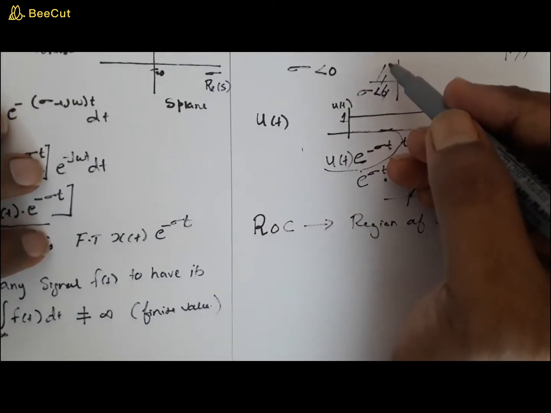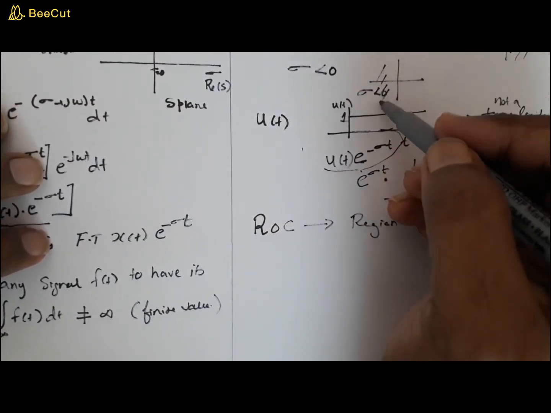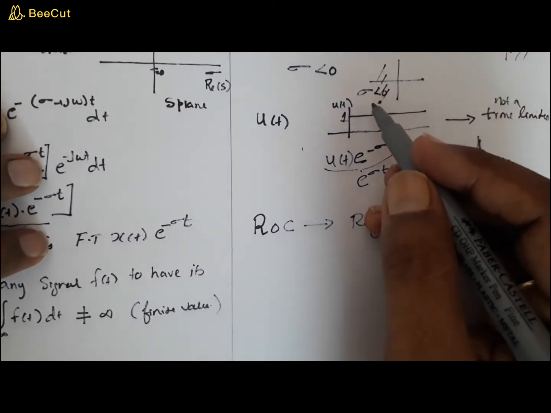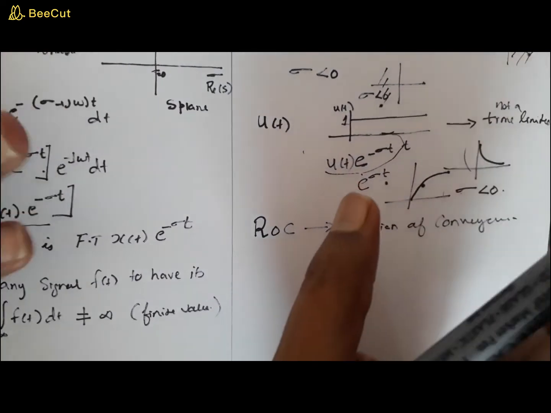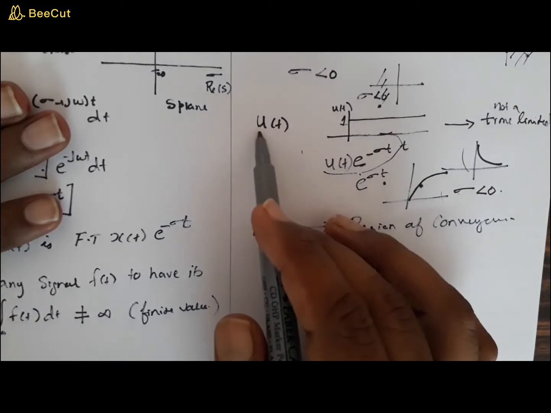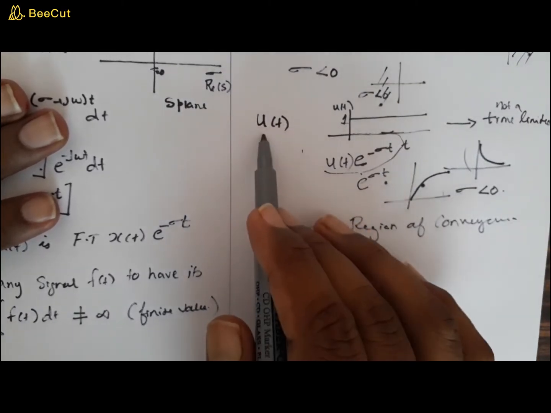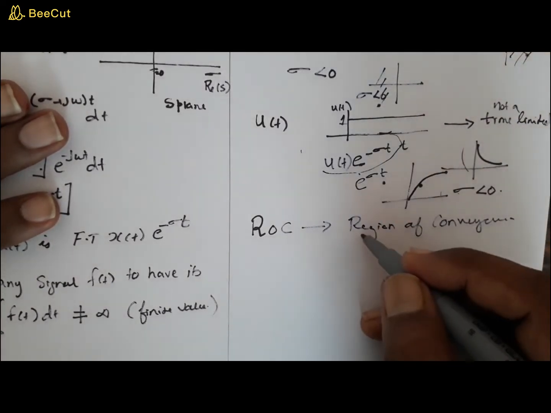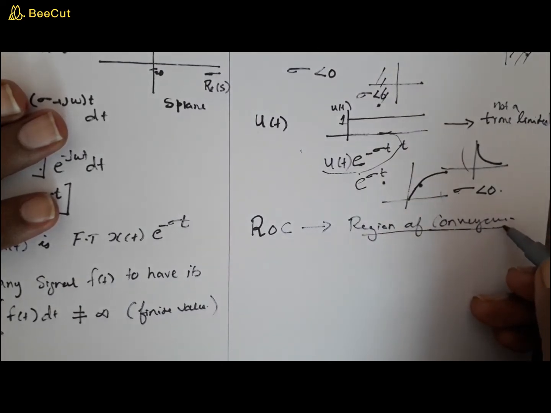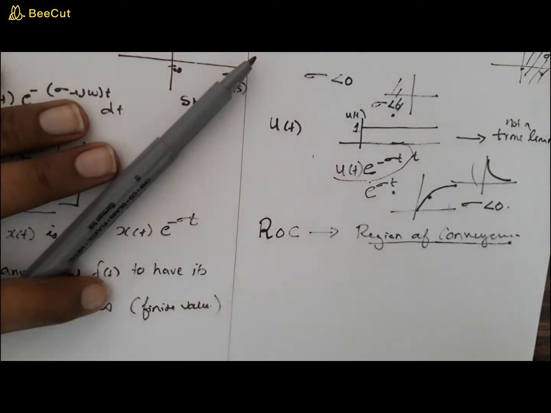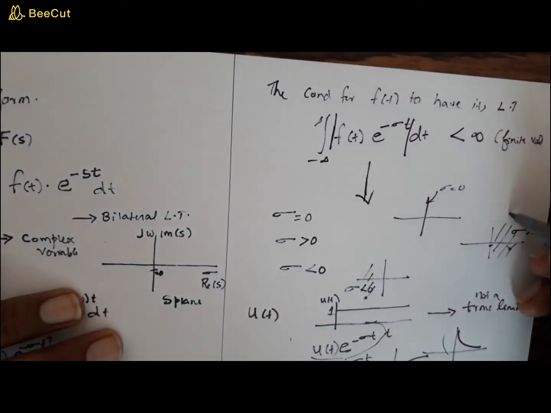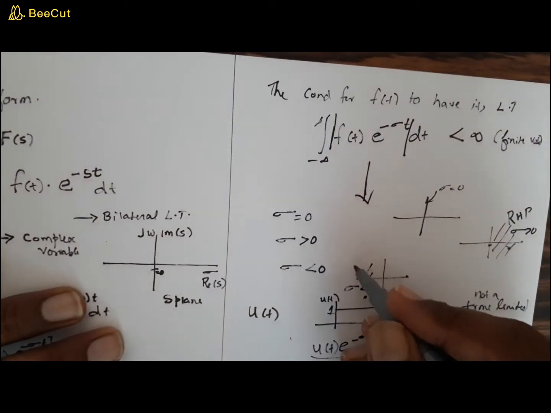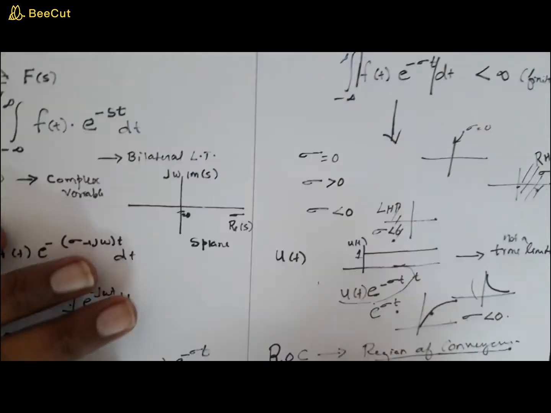What will be the Laplace transform in the region where sigma is less than 0? You must say that the Laplace transform does not exist in this region. This particular signal has a frequency domain, but it exists only in the region where the real part of S is greater than 0. Hence, we call this the region of convergence where the Laplace transform exists. Sigma greater than 0 is called the right half plane. Sigma less than 0 is called the left half plane.